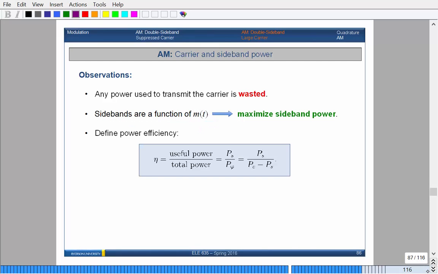Okay, so the power efficiency is finally the following. You're going to find the ratio between the useful power, or the message power, or the sideband power, divided by the total power. So this is actually what the efficiency is. You're taking a look at the power generated by the message itself, divided by the total power, which is the message and the carrier. Okay, so that's what the power efficiency would be.